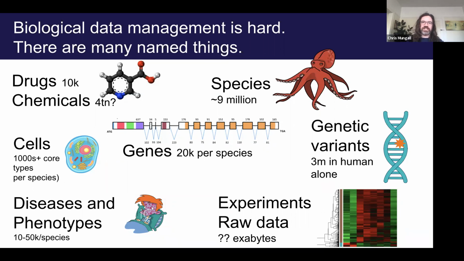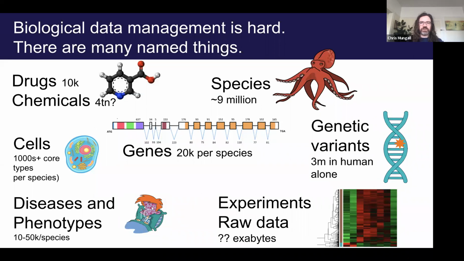If you look at the broad categories of things that we care about, we care about life on Earth, and there's something like 9 million different species on Earth. Each species has its own unique genome and its own complement of genes, roughly 20,000 per species, at least as far as multicellular organisms are concerned. We also care a lot about things like drugs and chemical entities. There are about 10,000 different registered drugs, but on top of that, the space of chemicals goes into the order of trillions. So there's really a huge amount there.